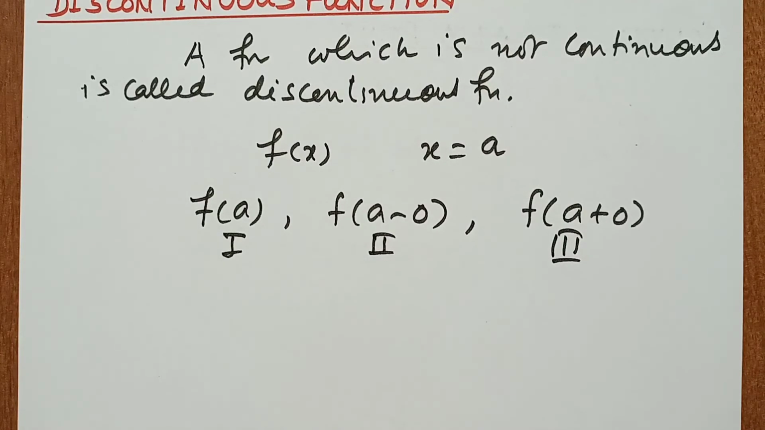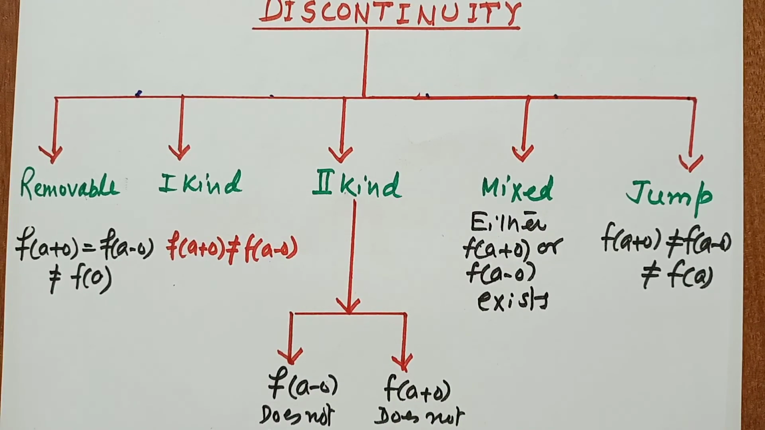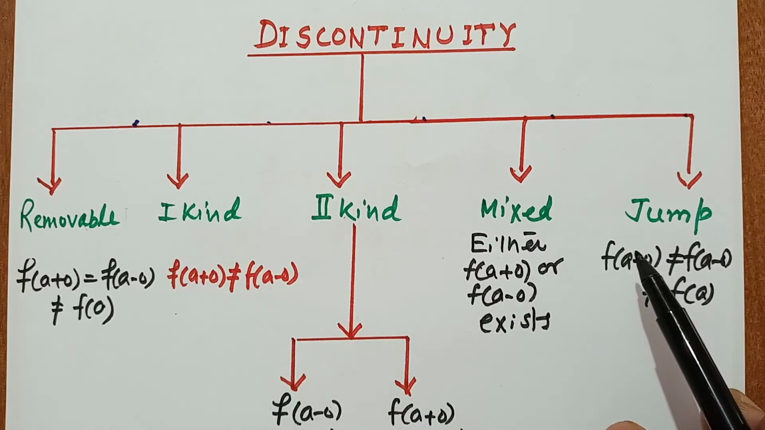So now, what is discontinuous? If a function is not continuous, then we say the function is discontinuous. There are many types of discontinuity, and here we will study 5 types of discontinuous functions.